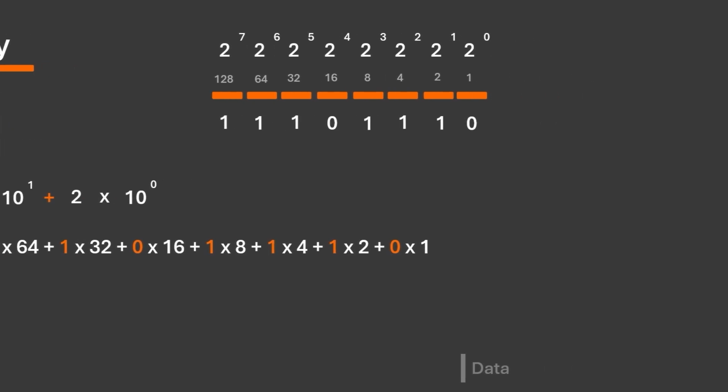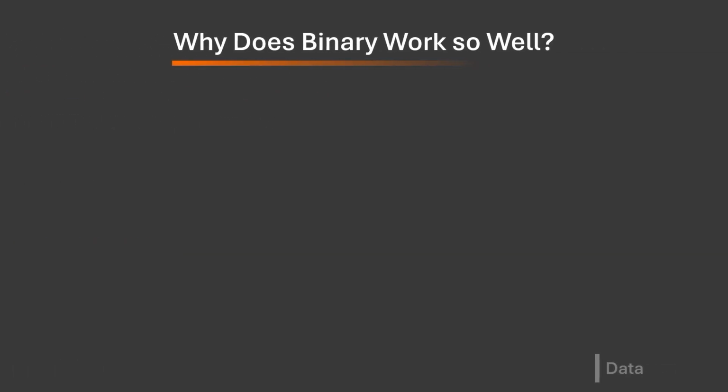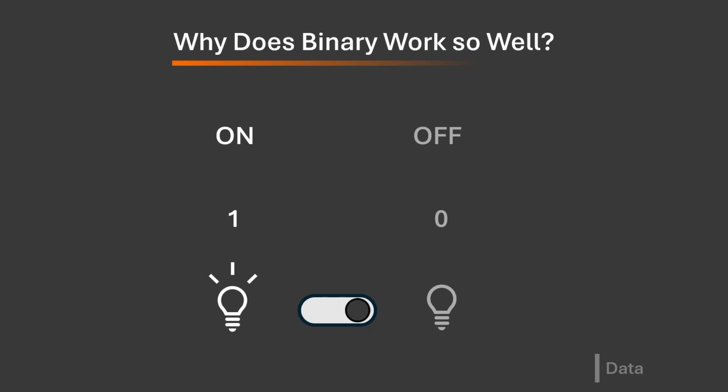Okay, why does binary work so well? The beauty of binary is that it's simple. It only uses two choices, on or off, which is equivalent to 1 or 0. Computers are built with electrical circuits that can easily represent these two states. It is like using a light switch. If the light is on, it represents a 1. If it is off, it represents a 0. This simplicity is actually very powerful. It makes it easy to build circuits that are both fast and reliable.